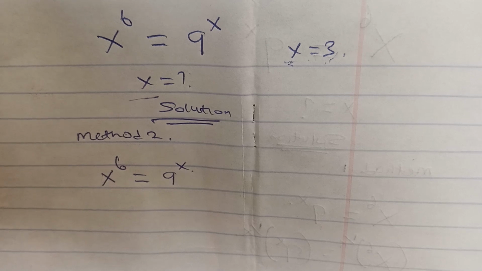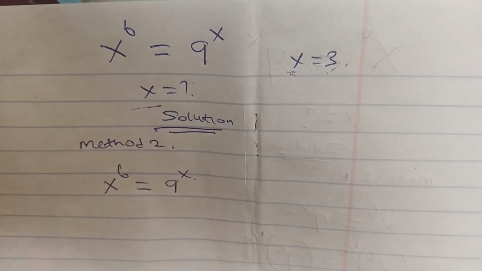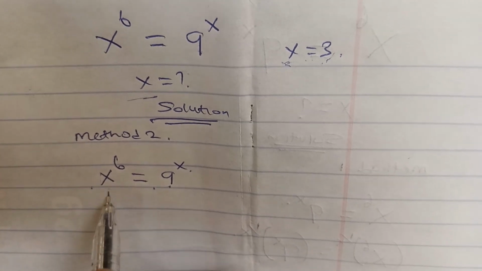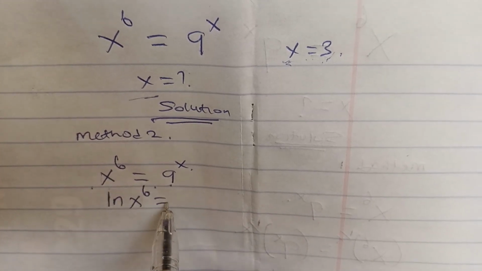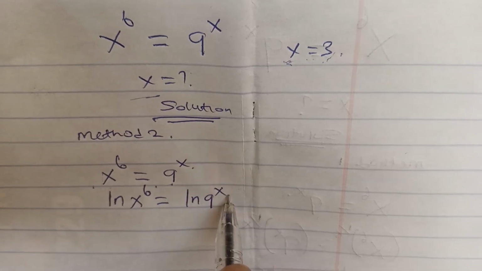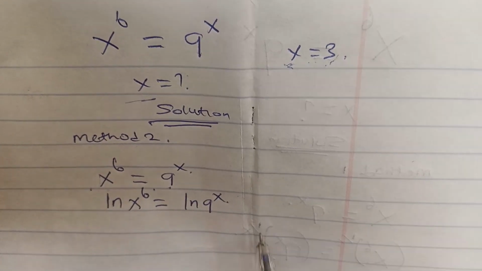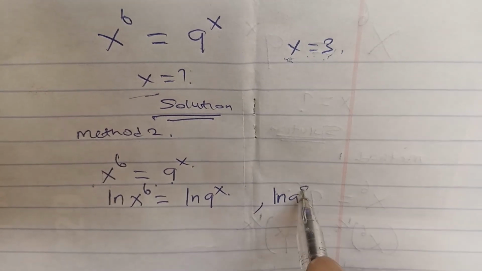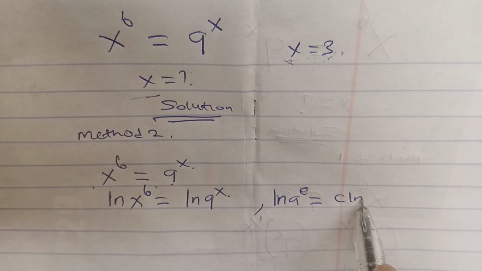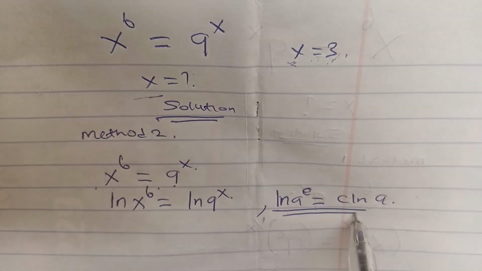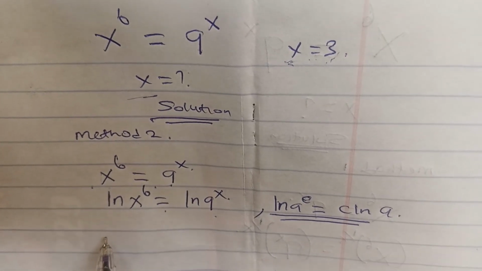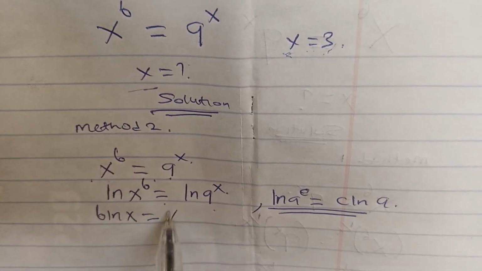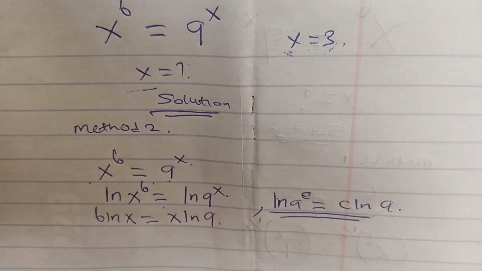Okay, so the first thing I'm going to do is to take the natural log of both sides of the equation. If I do that, I'm having ln x to the 6 is equals to ln 9 to x. So recall from a basic principle of logarithm, if we are having ln of a to the c, it's also equals to c ln a. If I put this principle here and here, I will have 6 ln x is equals to x ln 9.